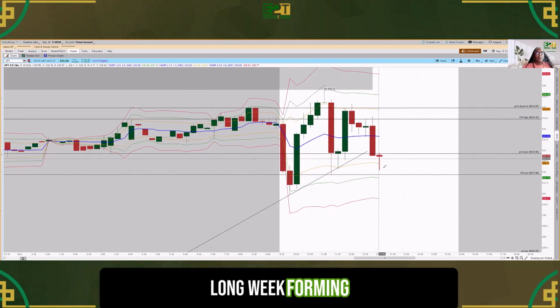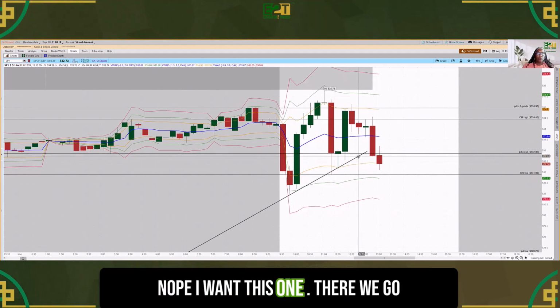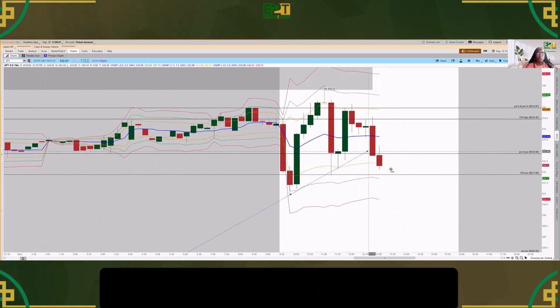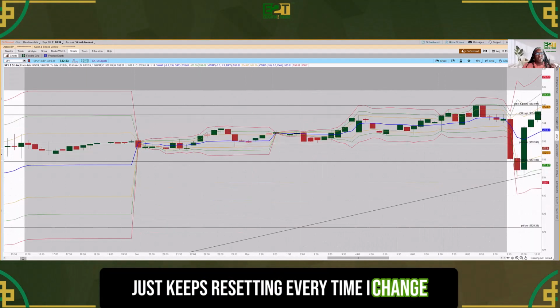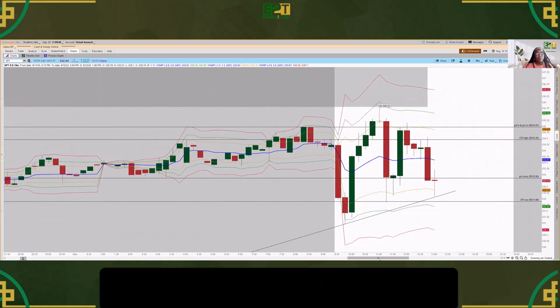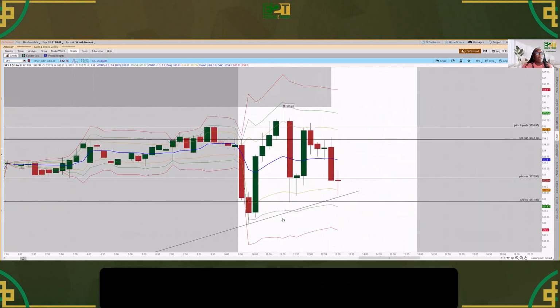Long wick forming. Nope, I want this one. There we go. Just keeps resetting. Every time I change something, it resets the view.